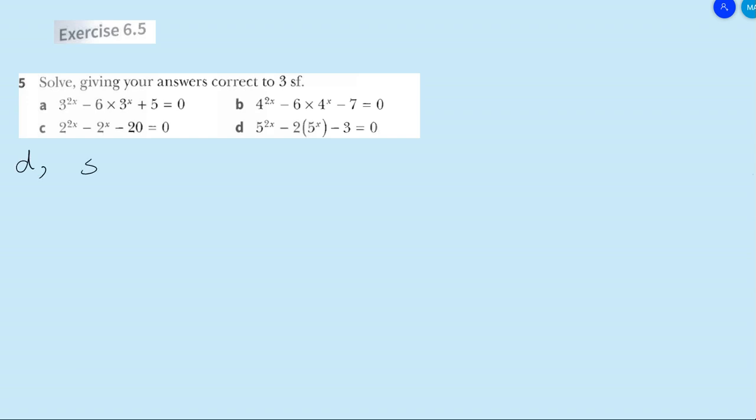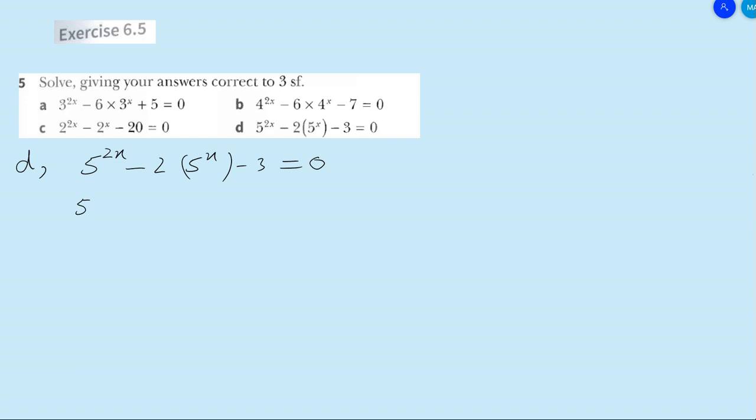Part D is 5 to the power 2x minus 2 into 5 to the power x minus 3 is equal to 0. And the question is: solve, giving your answer correct to three significant figures. Solve means to find the value of the given variable. Here the variable is x. So first we have to write the equation.